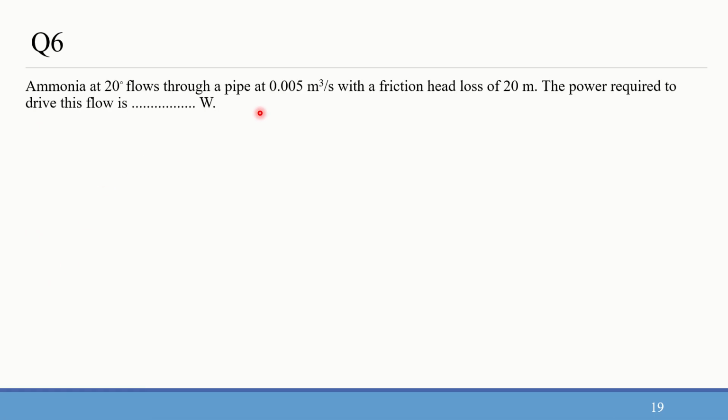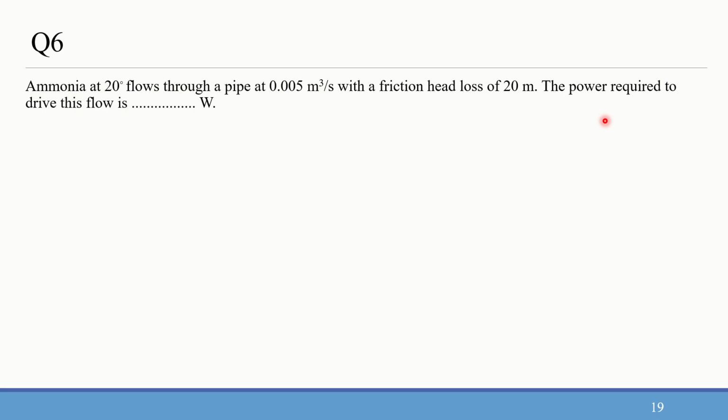Ammonia at 20 degrees Celsius flows through a pipe at 0.005 meter cube per second with a friction head loss of 20 meter. The power required to drive this flow is dash. So what is given is that we are sending ammonia at 20 degrees Celsius through a pipe with a 0.005 meter cube per second flow rate, and the friction head loss is given as 20 meters. We are asked to find the power required to drive this flow. Again, it is similar to the last problem which we saw. Power is equal to rho into g into Q into hf.